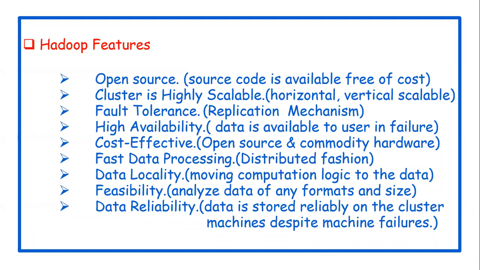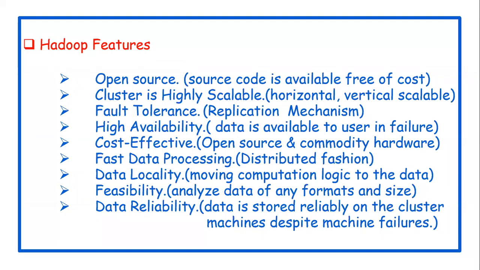Next one is high availability. Even though failures will happen, the data is available to the user. That is called high availability. Next one is cost effectiveness. Because Hadoop is purely open source, there is no need to maintain very expensive or very advanced hardware devices. We use very inexpensive, purely commodity hardware devices, and Hadoop works.